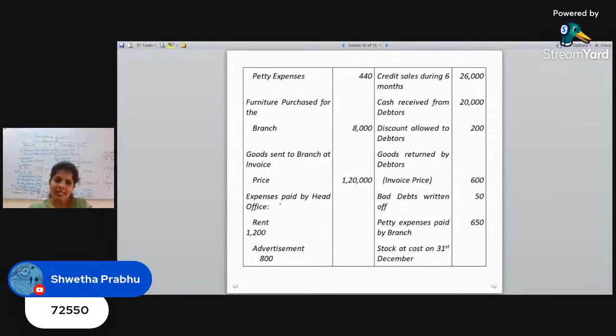Next, goods sent to branch at invoice price. Whatever the amount of goods sent to branch at invoice price, the goods sent to the branch at the invoice price should be accounted. Next, expenses paid by head office. Expenses paid by the head office for meeting rent, advertisement, then for rent it is 1200, advertisement 800.